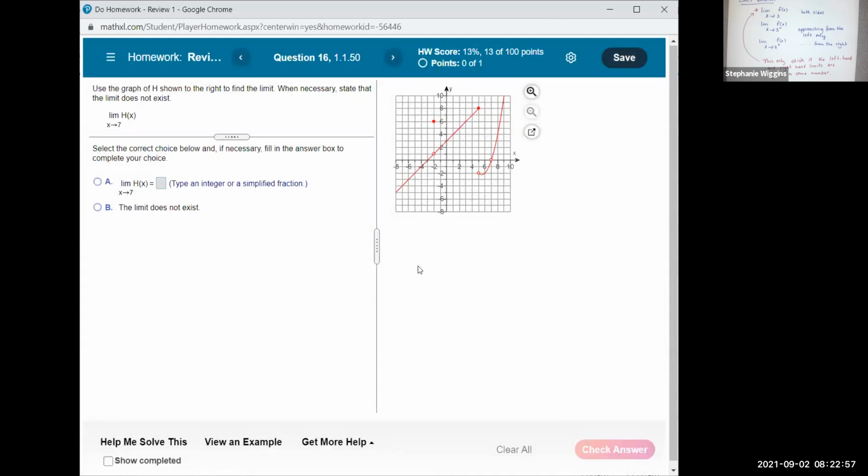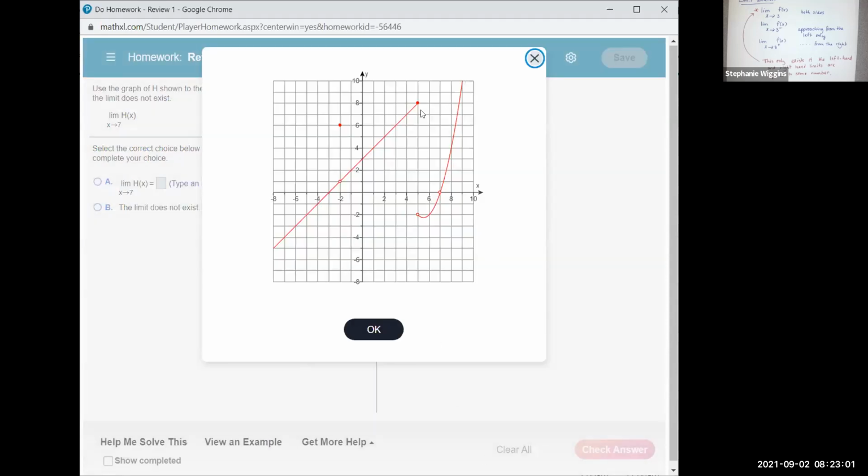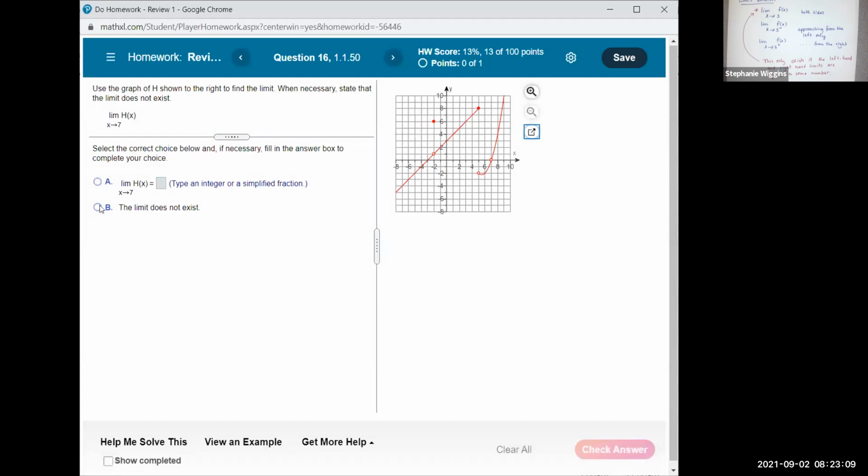This time we're approaching 7, and same deal. You'll see there's a break. The left is 8, the right is down here at -2. They don't agree, so the limit does not exist.